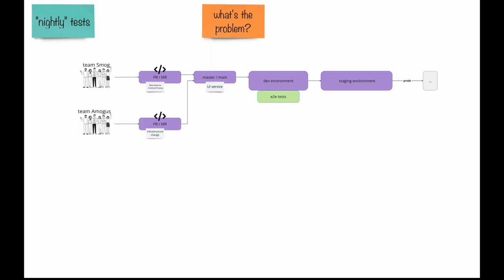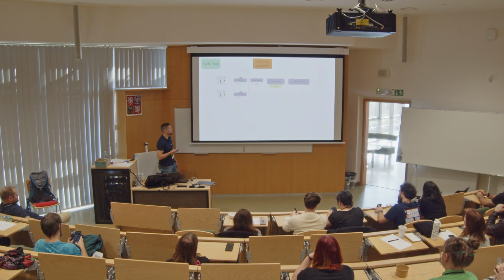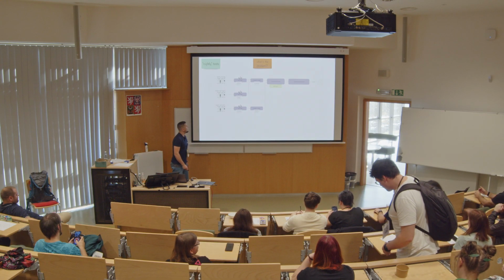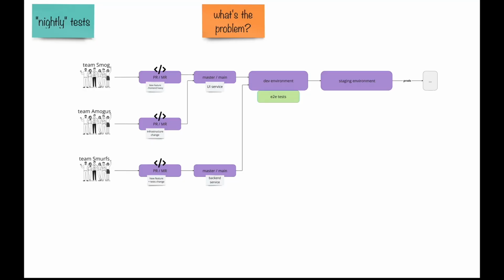Well, but there's more. There's Team Amagus. They are creating a new feature, and they were deploying an infrastructure change for this UI service yesterday as well. But you usually have more than 2 teams, and there is a Team Smurfs. They are happy, really, because they are working on something really different, some backend service unrelated to this UI service, and some test changes. Imagine that, and it was deployed there yesterday as well. Okay, so what's up with that?